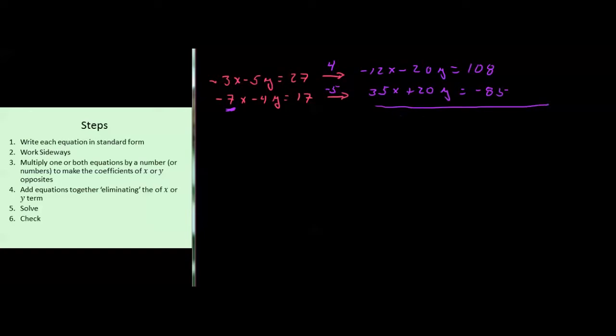Now, add these together, I get 23x equals 108 minus 85 equals 23. Divide by 23, divide by 23. X is equal to 1.